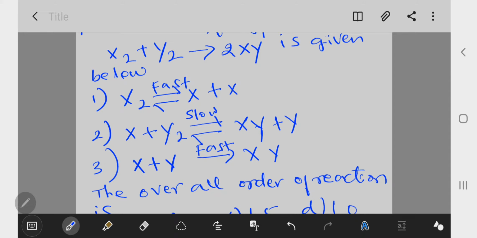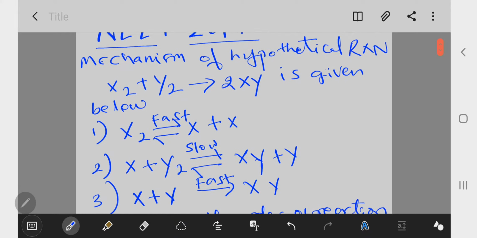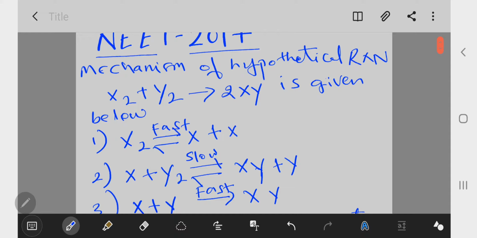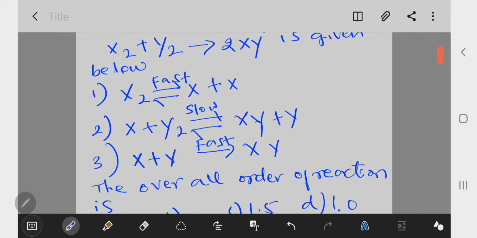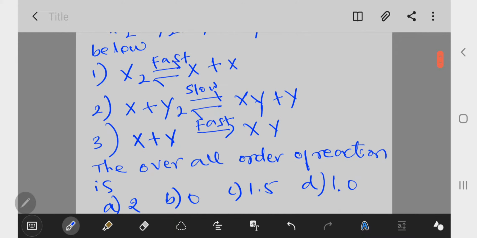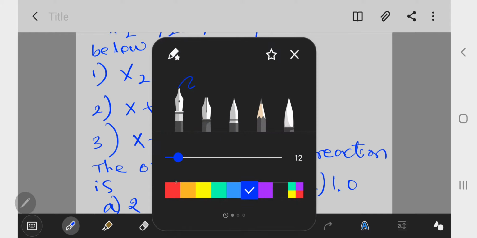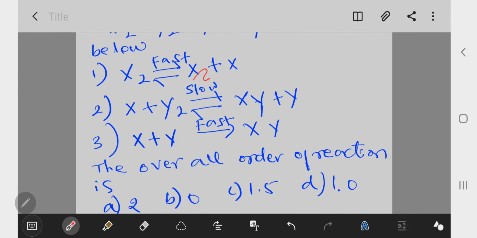In the first step, this X2 will dissociate fast to form X and X. Since it is a reversible reaction, the dissociation would be incomplete. Some amount of X will combine with some quantity of this X. Some quantity of this X will combine with Y2 to form XY and Y.